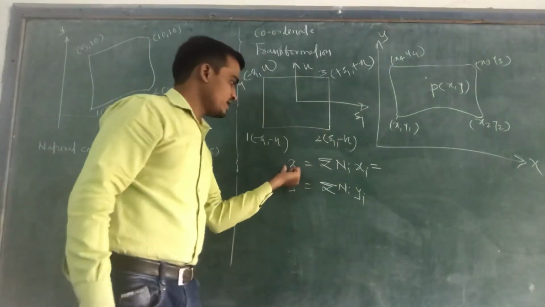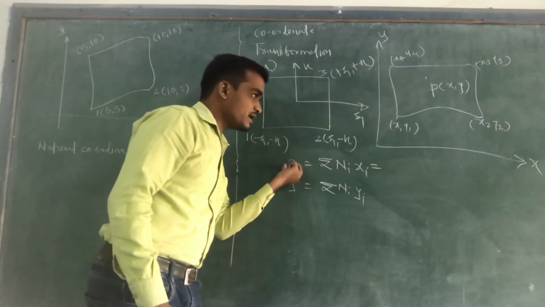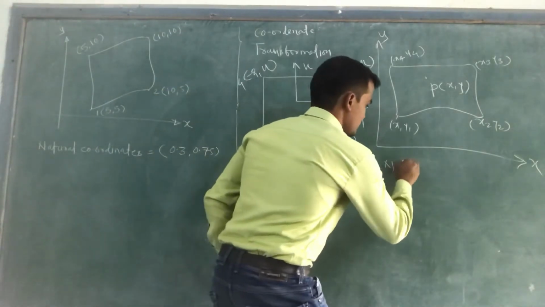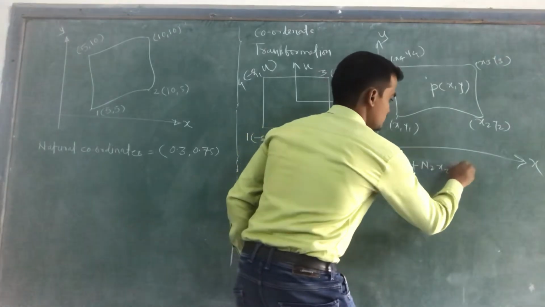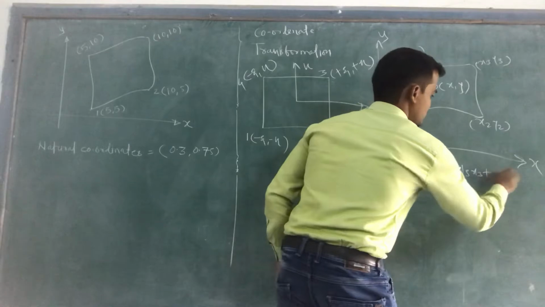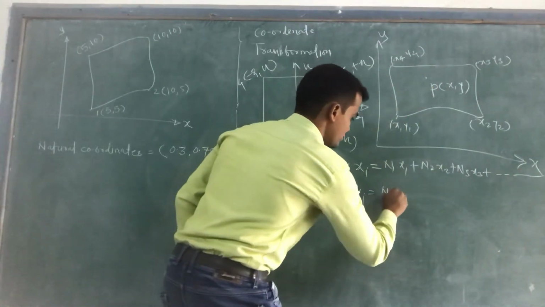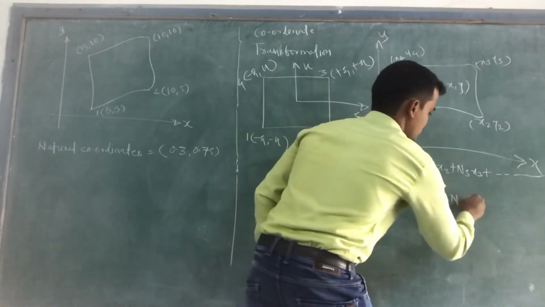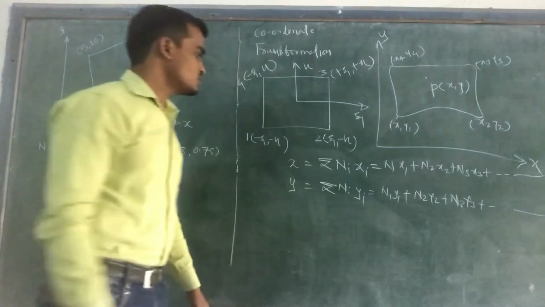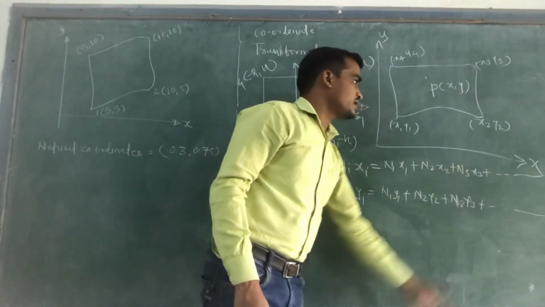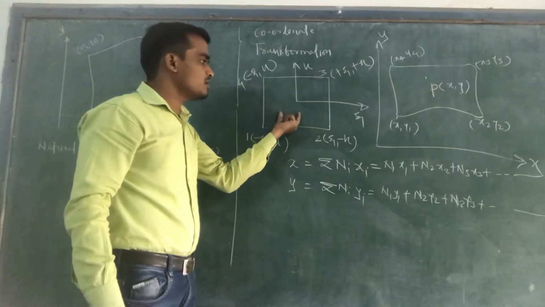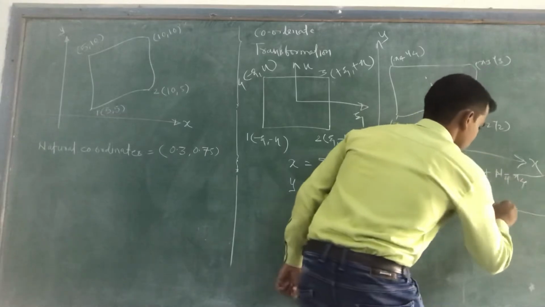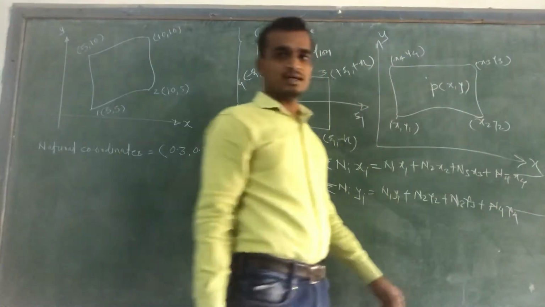So if we need to find out this transformed global coordinate x with the help of this parent coordinate, then we have the formula x is equal to n1 x1 plus n2 x2 plus n3 x3 plus so on. Similarly, y can be determined as n1 y1 plus n2 y2 plus n3 y3 plus so on. Here n1, n2, n3 and n4. For this rectangular element, we can write this equation up to n4 x4 and n4 y4.